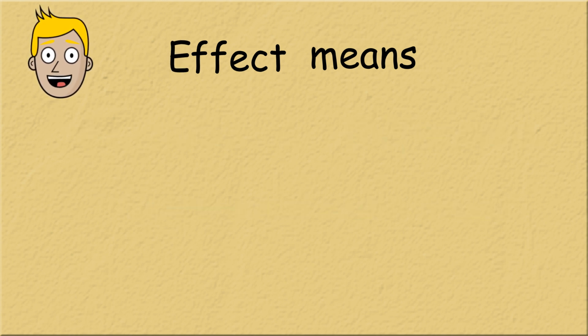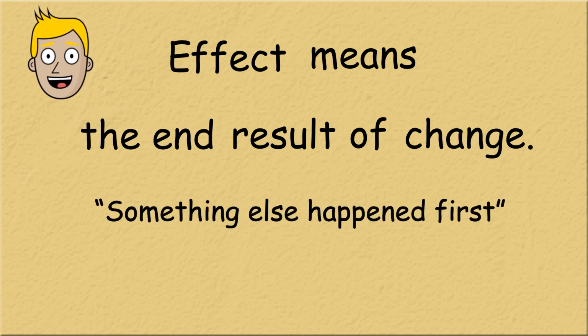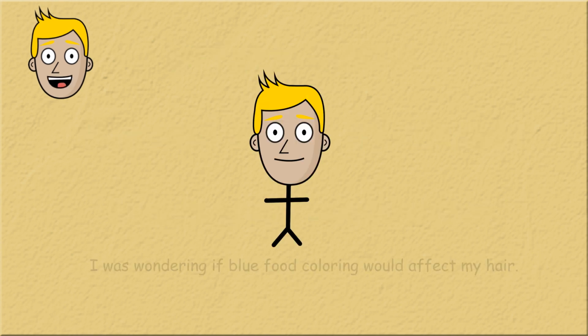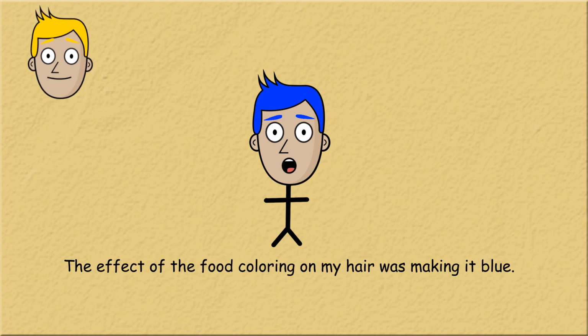Effect, on the other hand, means the end result of change. We use effect when we want to describe what has happened because something else happened first. Let's look at some examples. I was wondering if blue food coloring would affect my hair. It did. The effect of the food coloring on my hair was making it blue.